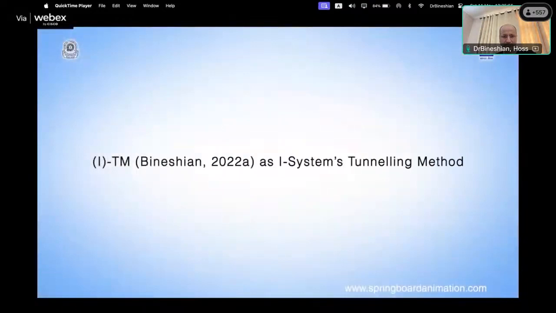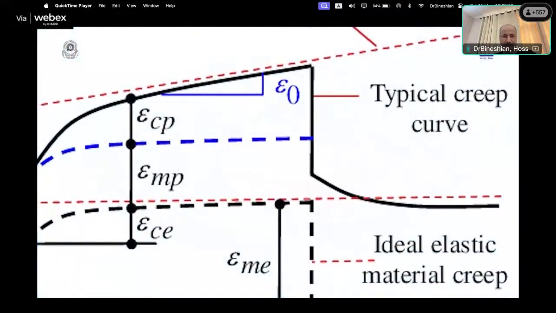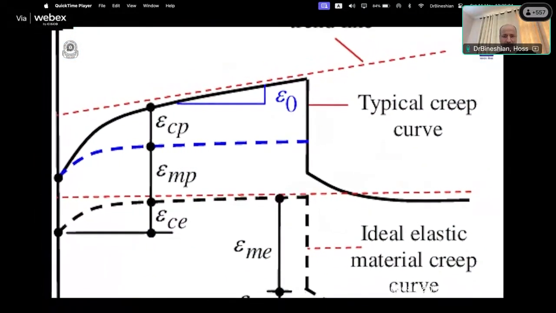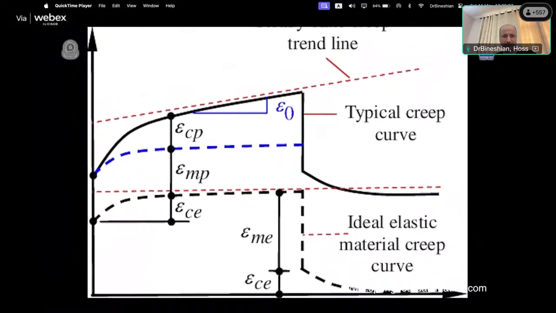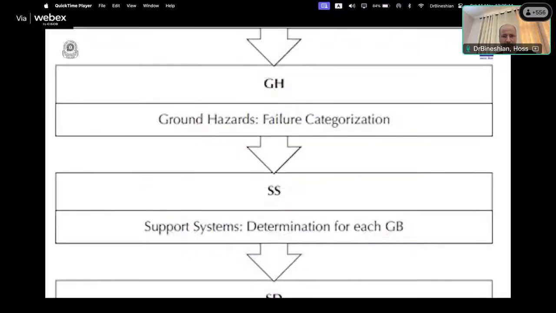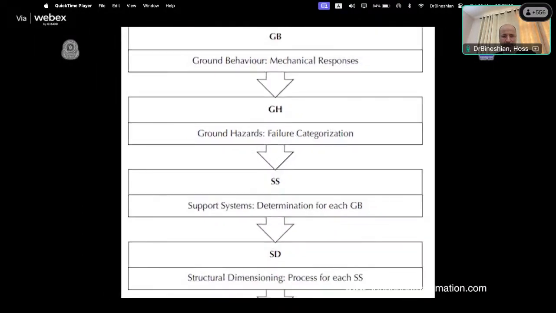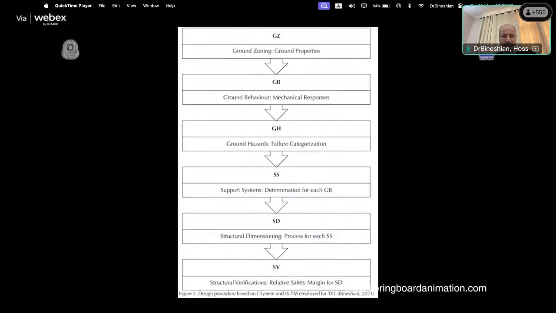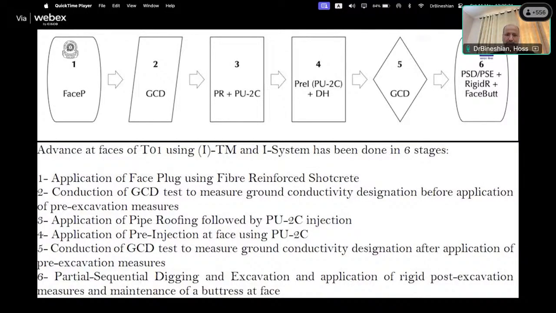Appropriate study in February 2022 using iSystem revealed that the mechanical response of the ground at both faces is viscoelastoplastic to fully plastic behavior with almost zero stand-up time. Such a stress state requires pre-excavation measures to increase the stand-up time, a pre-excavation solidification technique to enable excavation at faces and prevent discharge, a rigid response to absorb the passive load configuration after excavation, and a special excavation technique. Advance at the faces of T01 using ITM and iSystem has been done in 6 stages.